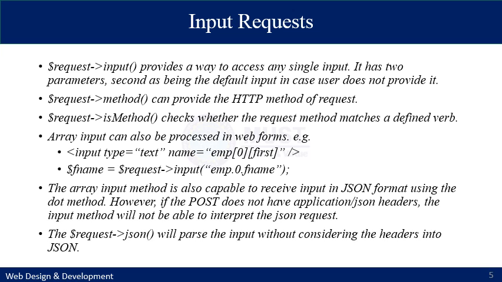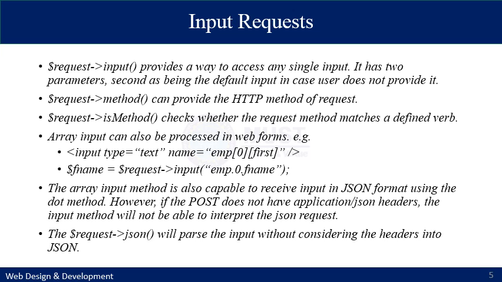The request method can provide the HTTP method of the request. For example, if you are sending a get, post, put, or delete request, it is a useful method to get the HTTP method from the request. You can also check whether the request method matches a given verb using the request isMethod method and specifying the name of the HTTP method.